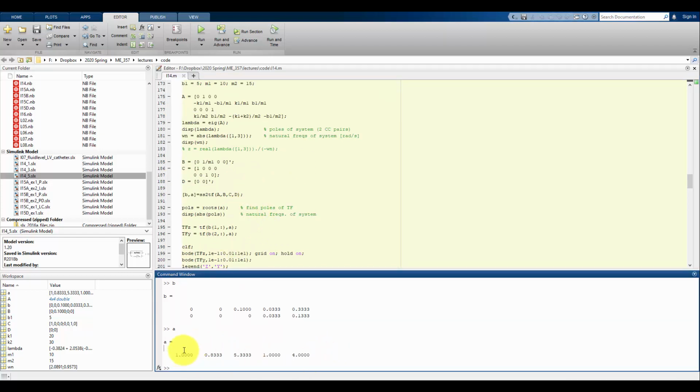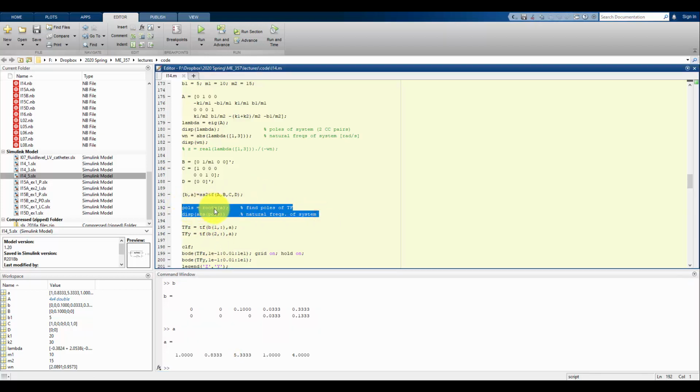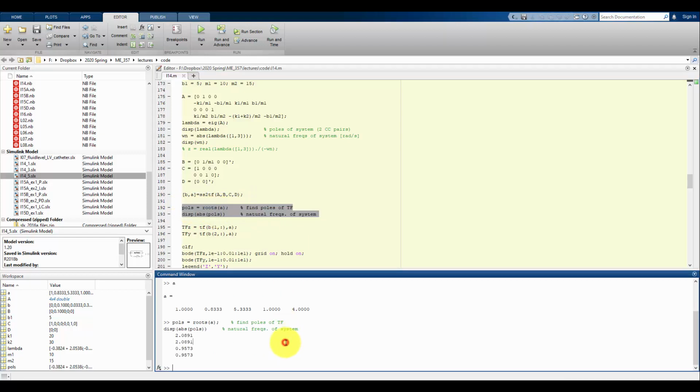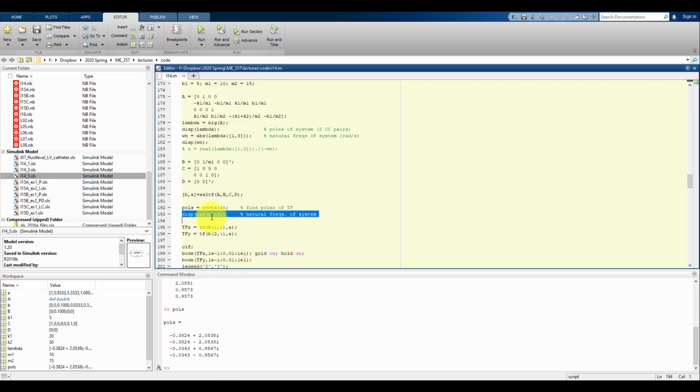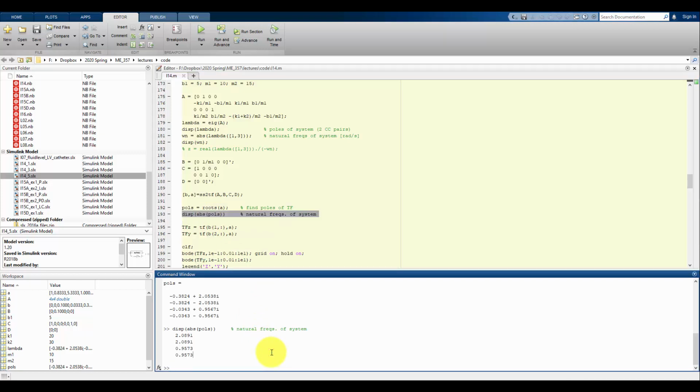Looking at A, the denominator, these are the coefficients in front of the s to the 4th, 3rd, 2nd, 1st, and the constant term. Right away I can look at the roots of the denominator, which are the poles of the transfer function. Let me show the poles first. Those are the exact same values we got for the eigenvalues of A, and if I display their magnitude, we get the 2 natural frequencies of this system, 2.09 and 0.957 radians per second.